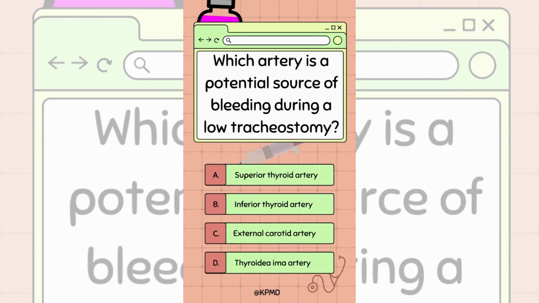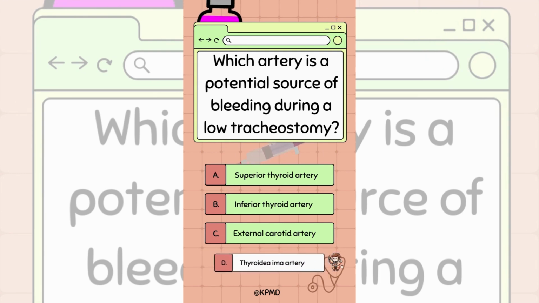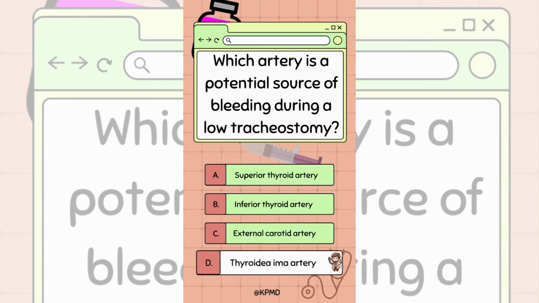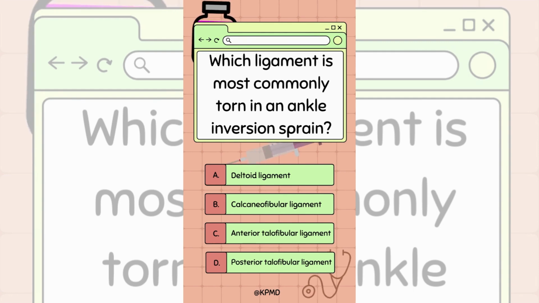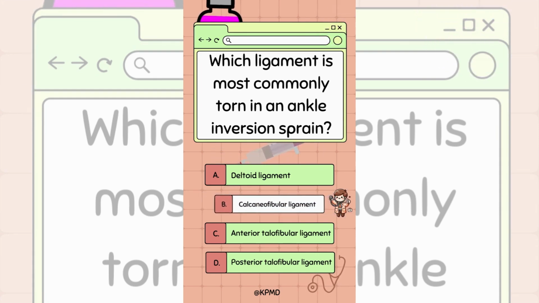Which artery is a potential source of bleeding during a low tracheostomy? It's D, thyroidea ima artery. Which ligament is most commonly torn in an ankle inversion sprain? It's B, calcaneofibular ligament.